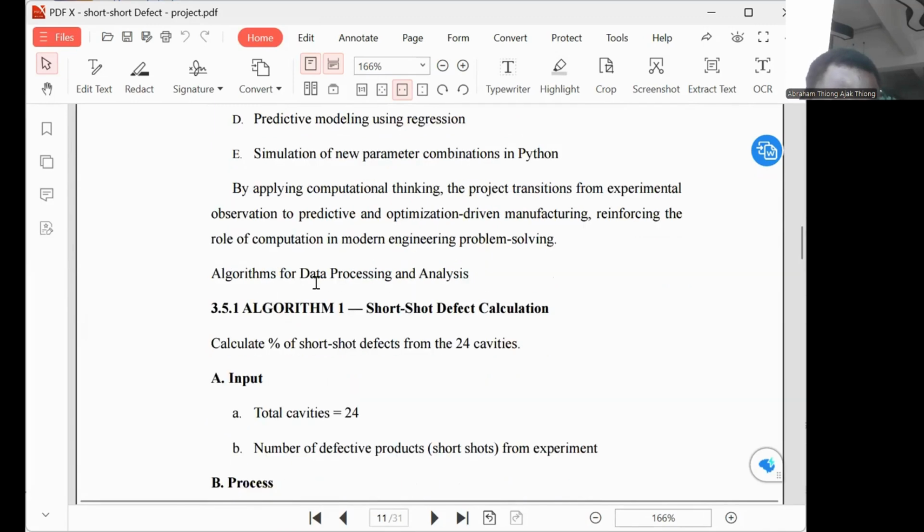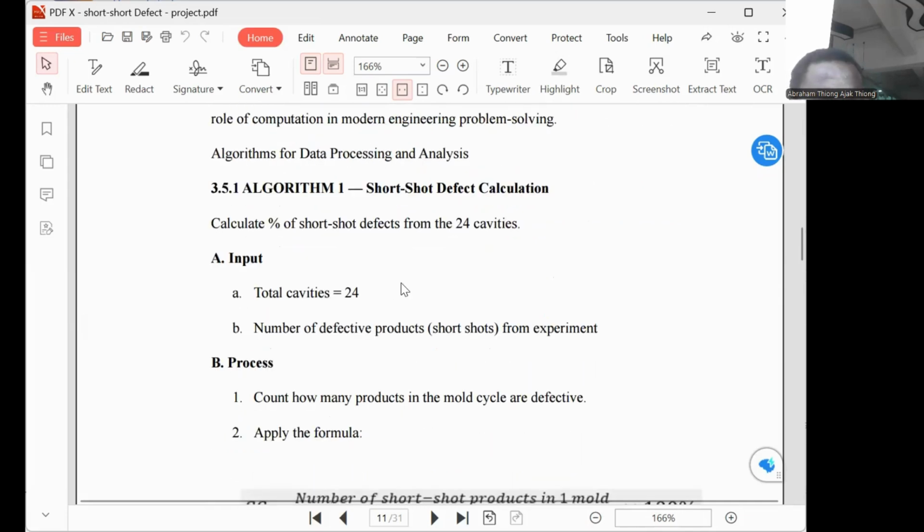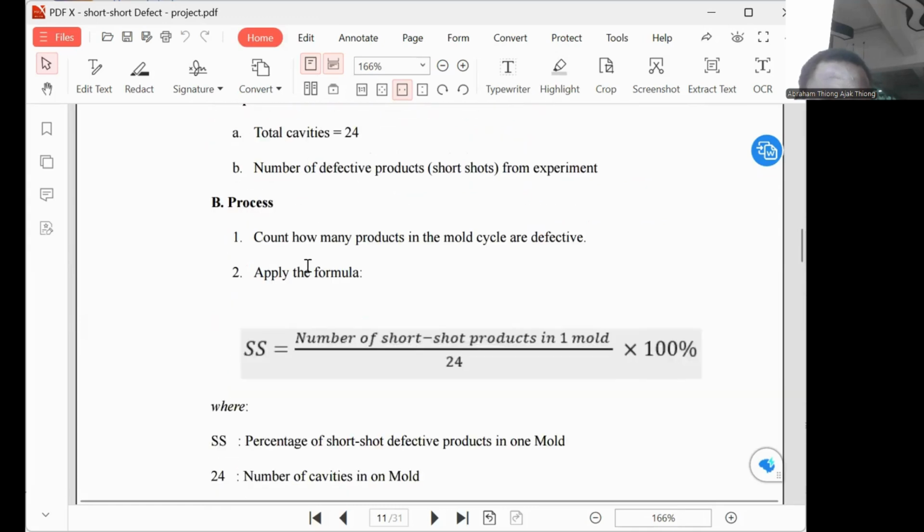So, the algorithm for data processing and analysis. The first algorithm is the short shot defect calculation. After we make all the trials, we are going to calculate the short shot defect. In the mold there are 24 cavities, and the number of short shot defects within the 24 cavities is the number of defects, minus the number of products in one mold, divided by 24.